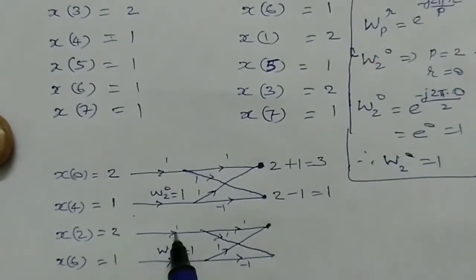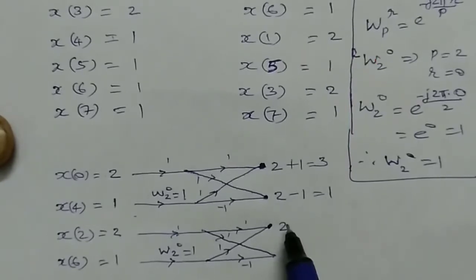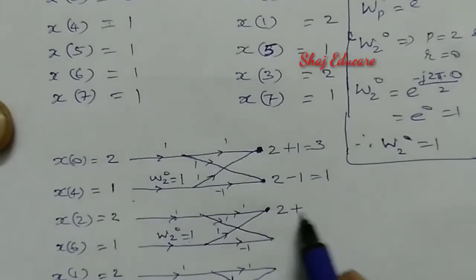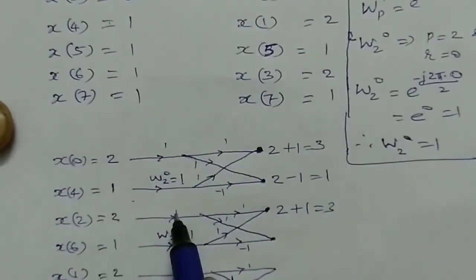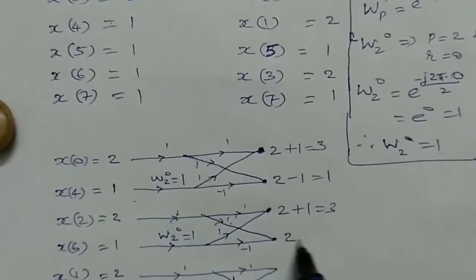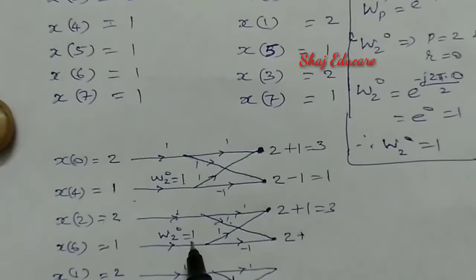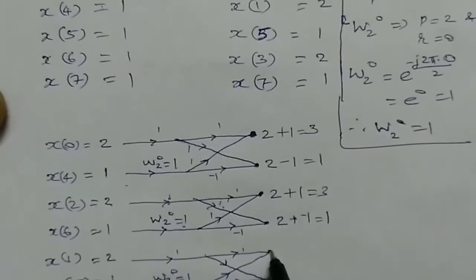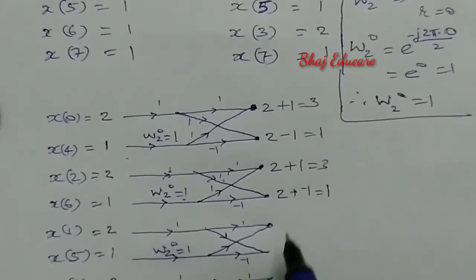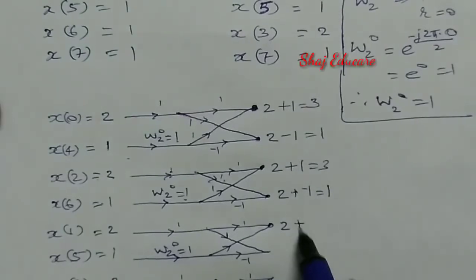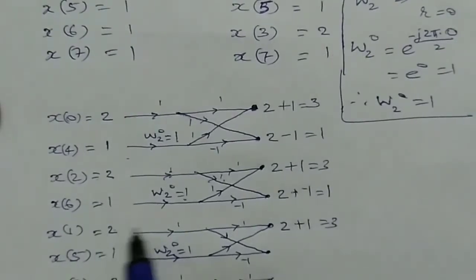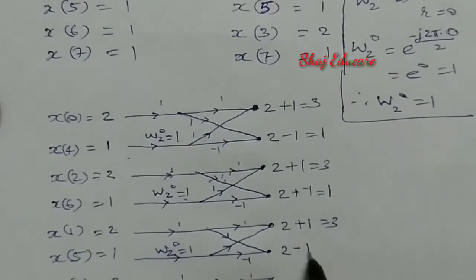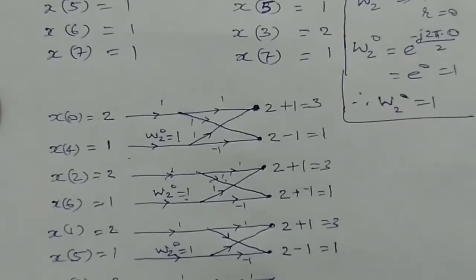Now here we have 2 into 1 into 1, that is equal to 2 itself, plus 1 into 1 into 1, that is equal to 3. Here we have 2 into 1 into 1 is equal to 2, plus 1 into 1 into minus 1 becomes minus 1. 2 minus 1 is equal to 1. And here also 2 into 2 plus 1 equal to 3, and here also we have 2 into this one become minus 1, is equal to minus 1 everywhere.